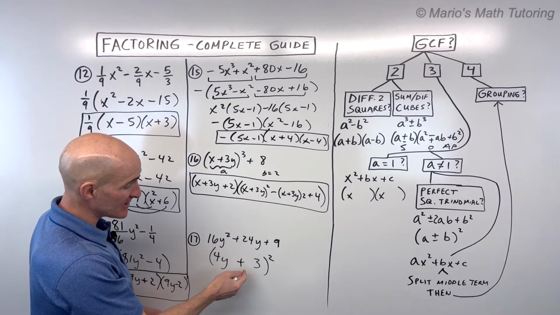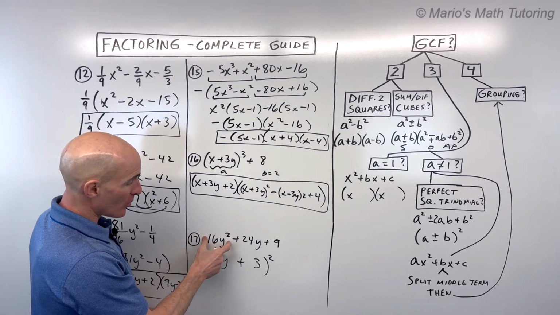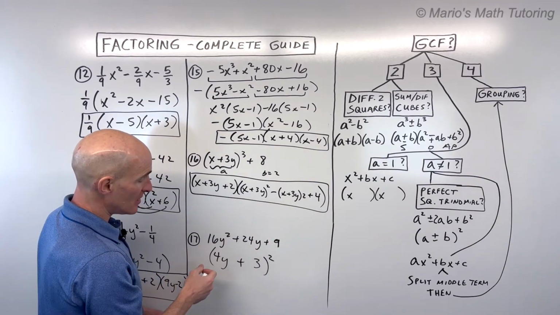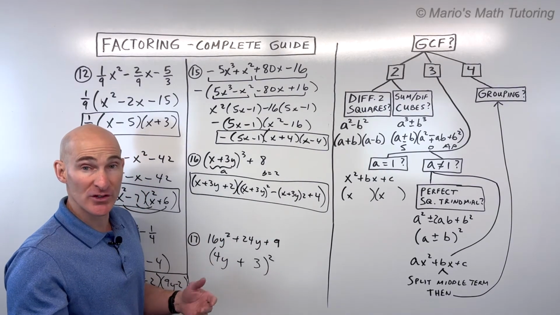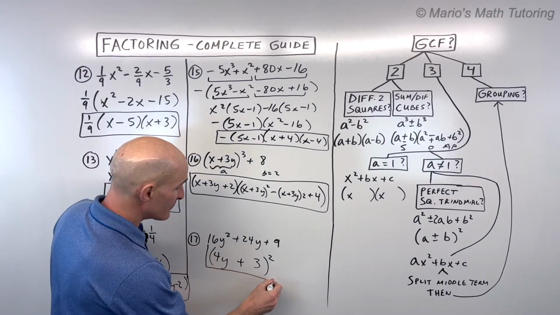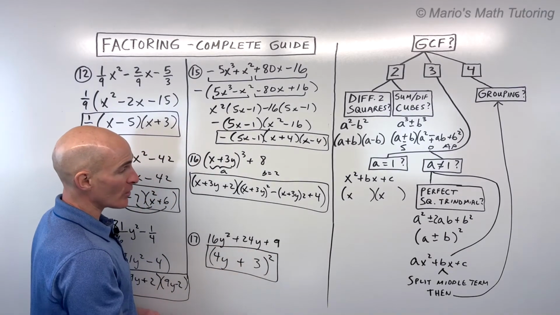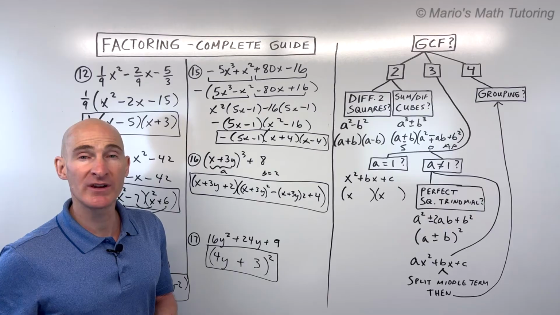Now, if this was minus, this would be minus. But these are always going to be positive, the first and last term, in order to be perfect squares. So that one is easy to factor. It's just a binomial squared. So let me erase the whiteboard. Let's do the next group of problems.